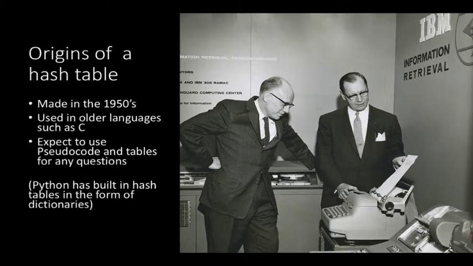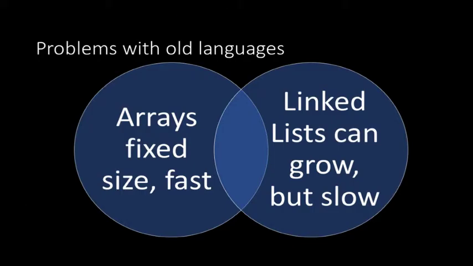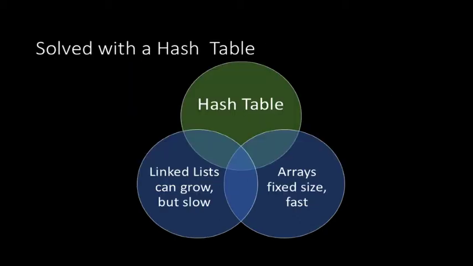Python itself has built-in hash tables in the form of dictionaries, and these are very easy to use and take a lot of the grunt work out of things. So what are the problems with these old languages? Well, arrays were a fixed size, but they were fast. Linked lists can grow, but were slow. So the idea of a hash table tries to combine both of these benefits.